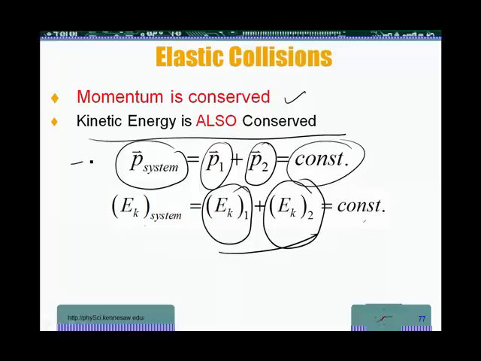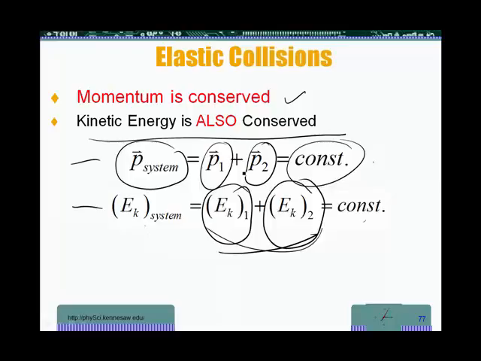Now, just a few reminders while writing this. Remember, the top one is a vector. It has arrows on top of it. Direction is important. The bottom one is a scalar. Direction is not important. Here you are going to add up the kinetic energies no matter what. Here, the direction is going to make some of the momenta positive and some of the momenta negative.